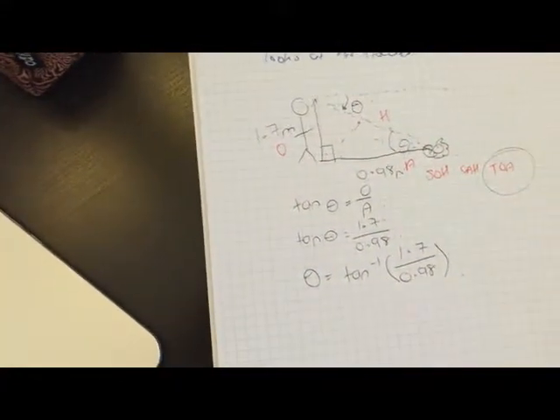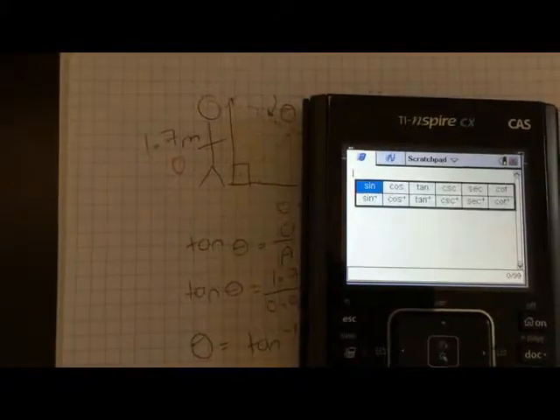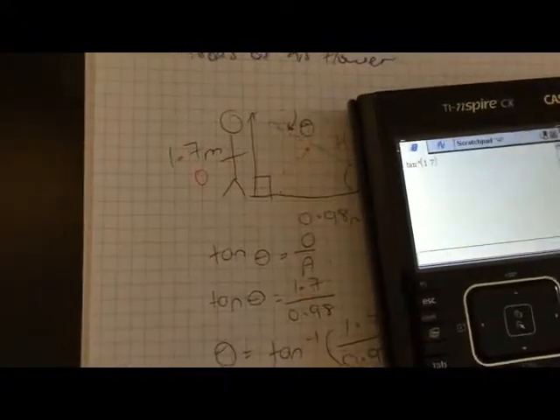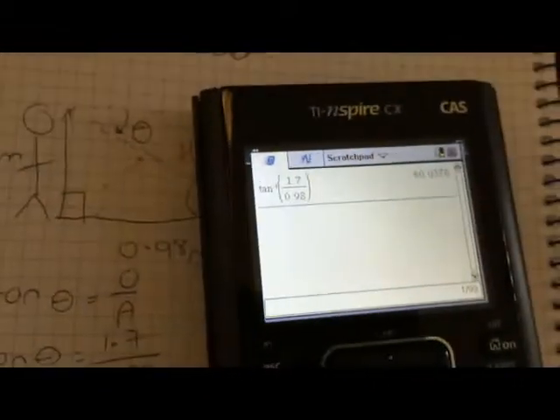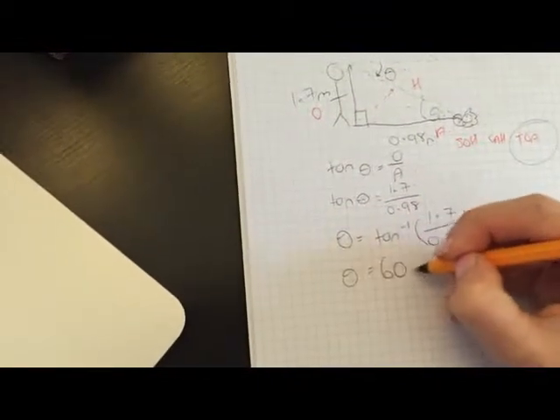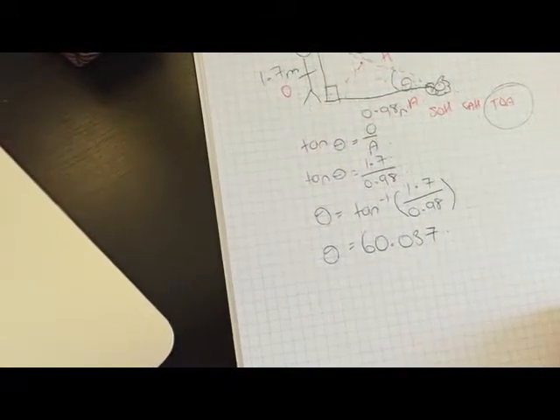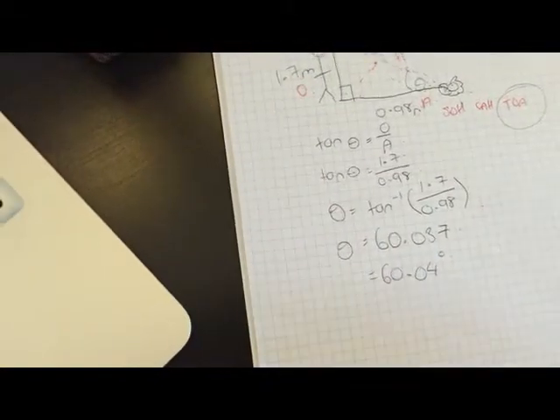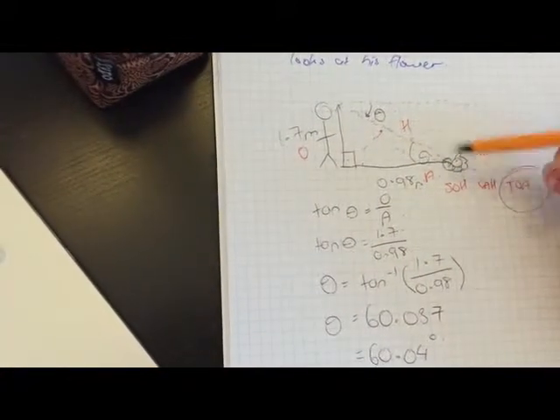And we type that into the calculator. Getting my trusty calculator. Now, we've got our inverse tan. On my calculator, it's a little different. And we've got 1.7 over 0.98. Remember to put the brackets in. And that gives us 60.037. Theta equals 60.037. Now it's got to be in degrees, so let's round to the nearest second decimal place. So 2 decimal places. So that gives us 60.04 degrees. Okay? Theta, 60.04 degrees we found for the angle of elevation of the flower to Fred.